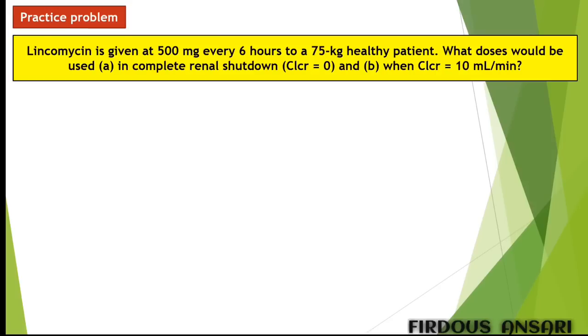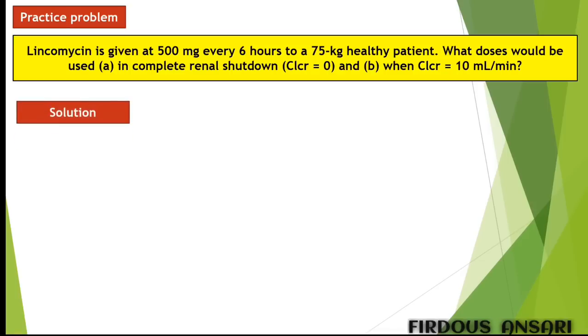Okay, so we have the dose, the dosage interval, and the weight of the patient, and we need to calculate the dose. As you can see, we need to calculate the dose of the drug, and we have two parts. In one part, the creatinine clearance is 0, and in the second part, the creatinine clearance is 10 ml per minute. Under these circumstances, we need to calculate the dose of the drug.